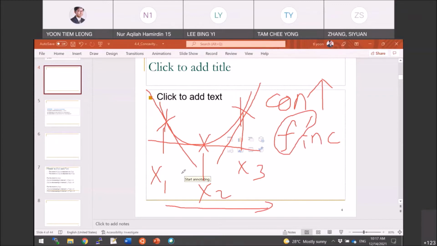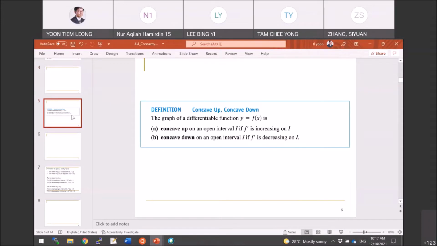This is actually what this slide tries to tell you. If you look at a graph and its derivative is increasing on an interval, then necessarily it means the function has an up concavity.